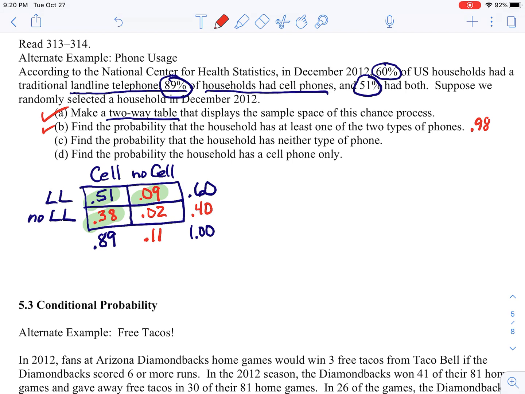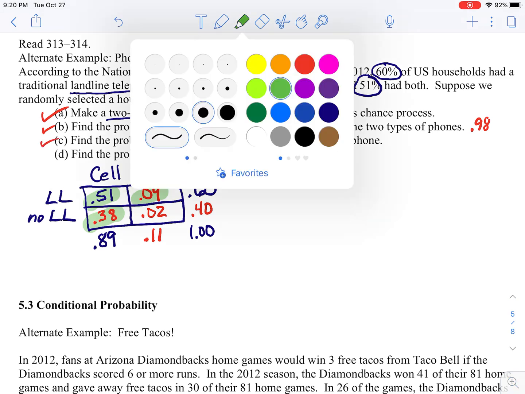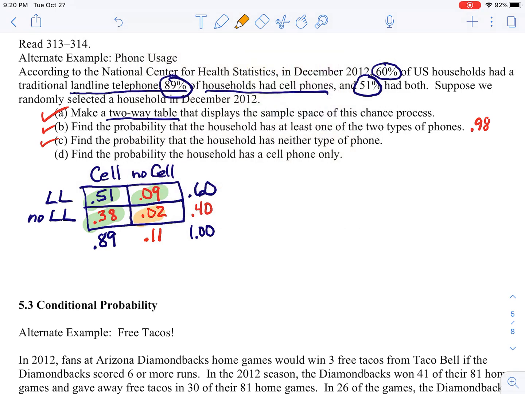Part C: find the probability they have neither. Well, neither would be the 2% that are under the no cell, and they're also under the no landline. That's the intersection of the no cell column and the no landline row. 2% of people don't have either type of phone. Once you have the table, you see these problems are really pretty easy.